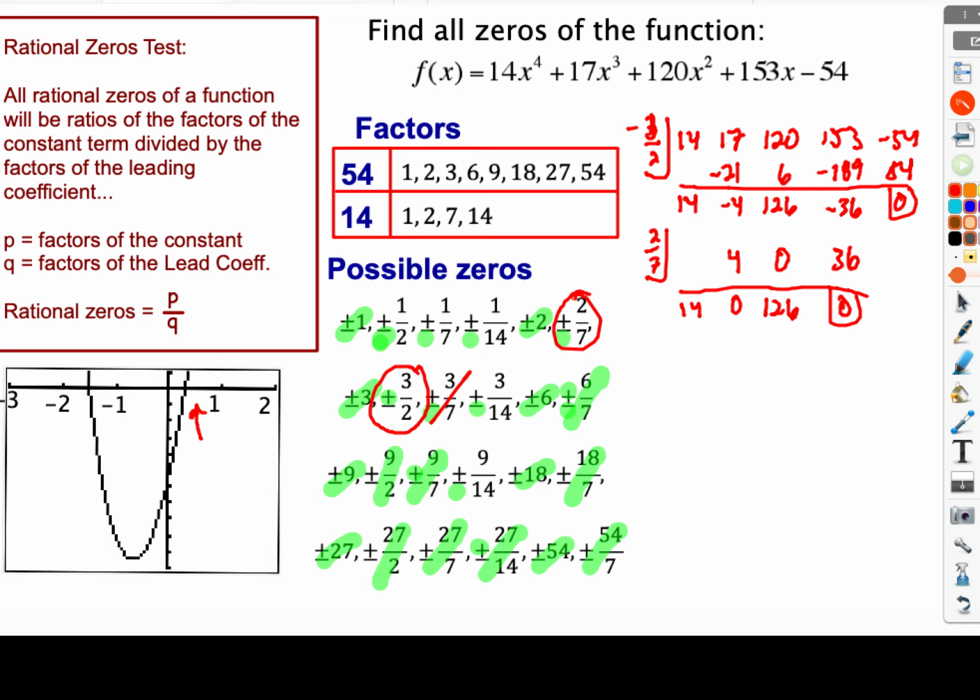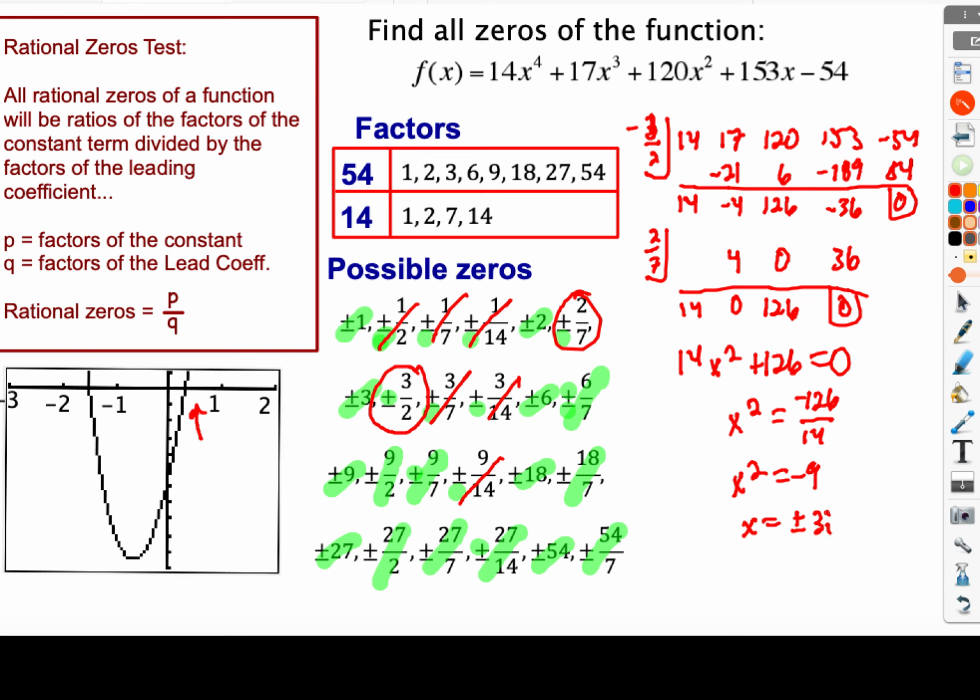also turned out to be a good number, which again now takes out all of those other possible numbers we were using, right? And now we could even figure out from the 14x squared we now have left, plus 126, well, we don't need a fancy method anymore. I can just subtract my negative 126, divide by 14, which comes out to a nice negative 9. And my other 0 just became plus or minus 3i. So again, we've got zeros of our function at negative 1.5, 2/7, and plus or minus 3i.